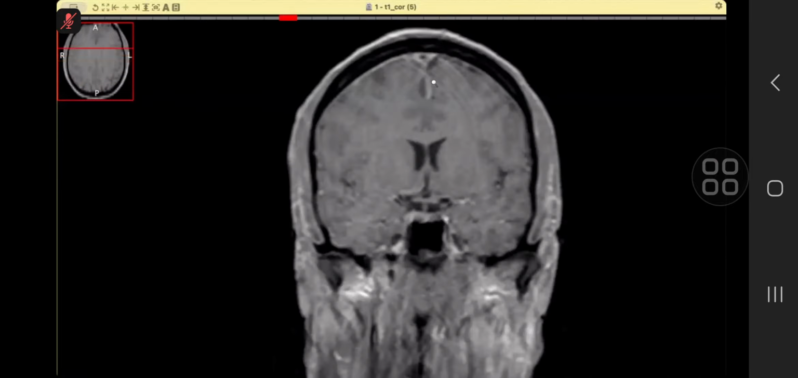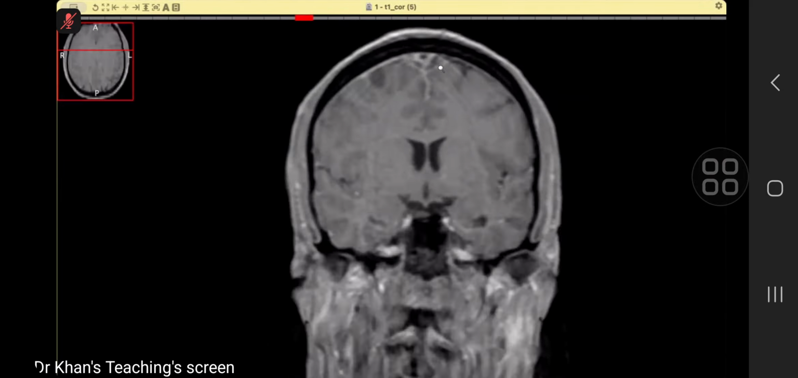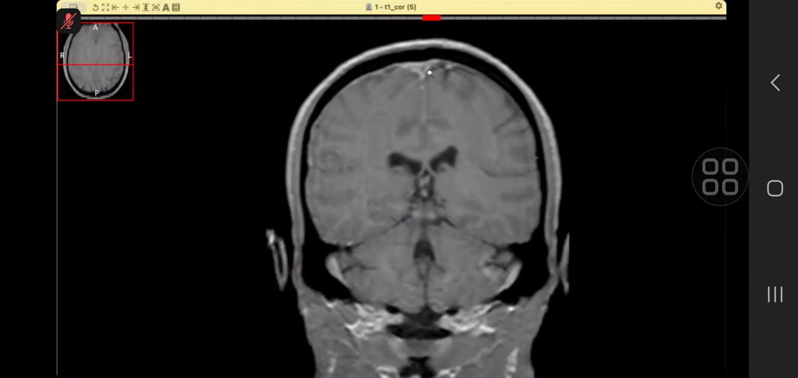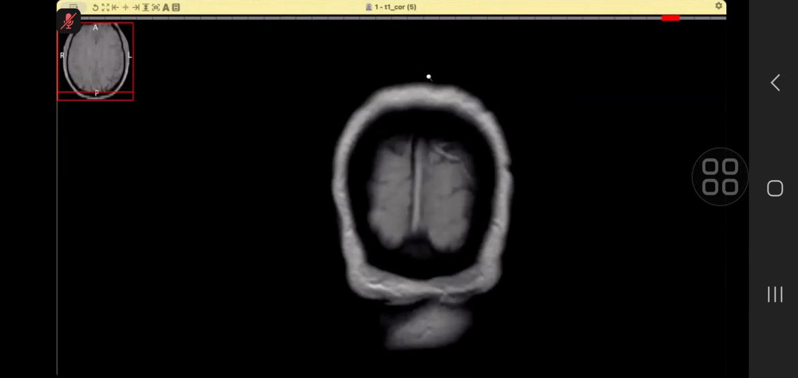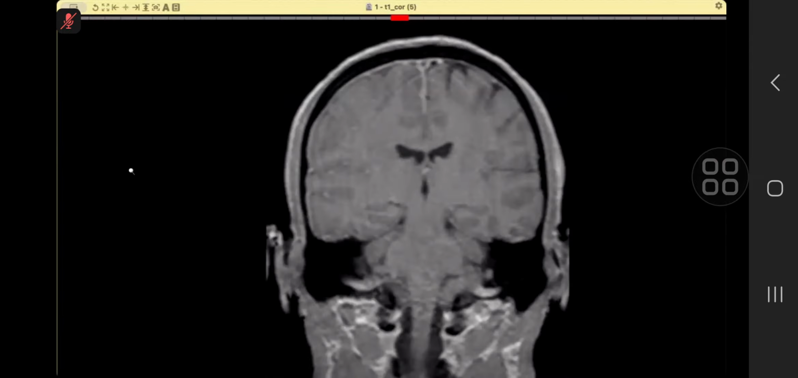Dural venous sinus. Look at the dural venous sinus. Look at this filling defect. What does it tell you? It means it is thrombosed. So here comes 1 mark. So I would have given you 1 mark just for this finding.